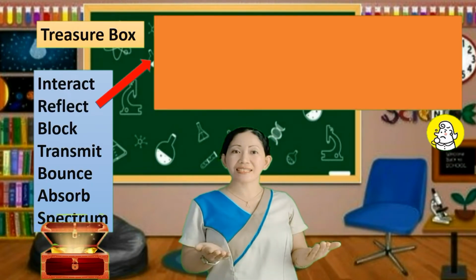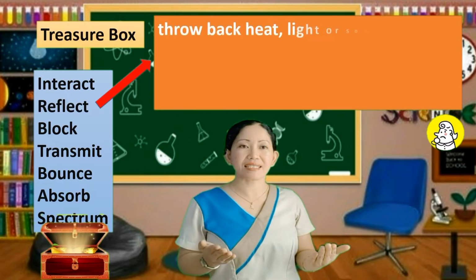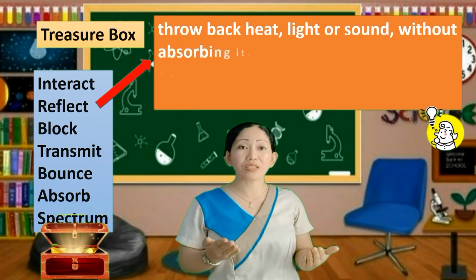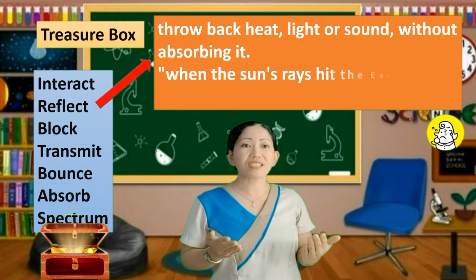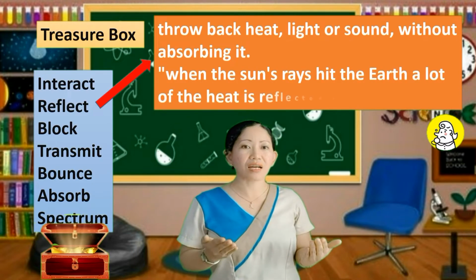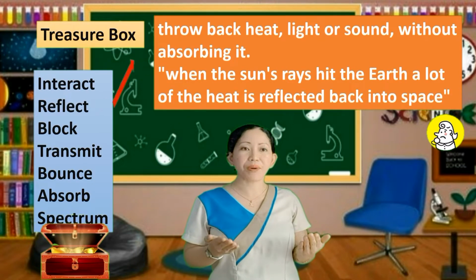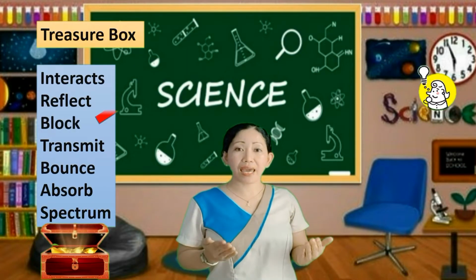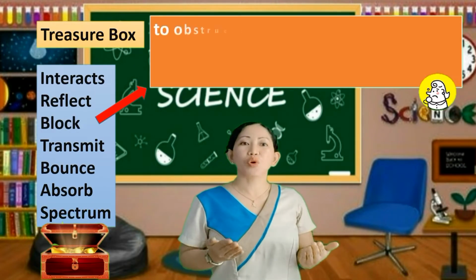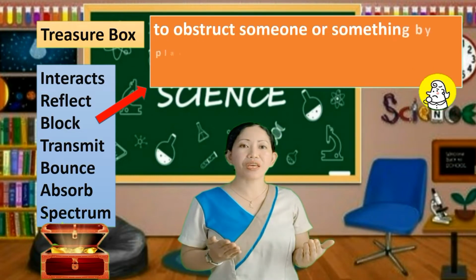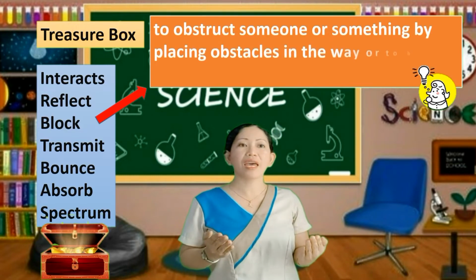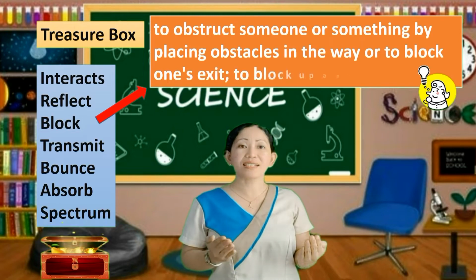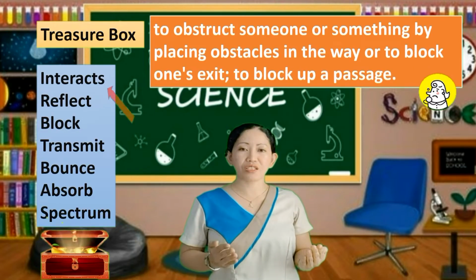REFLECT. Reflect. Throw back heat, light or sound without absorbing it. When the sun's rays hit the earth, a lot of the heat is reflected back into space. BLOCK. Block. To obstruct someone or something by placing obstacles in the way, or to block one's exit, to block up a passage.